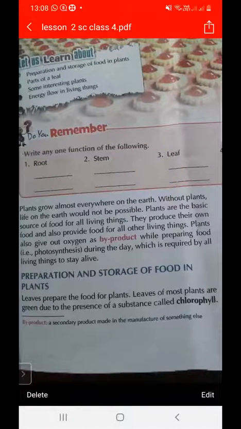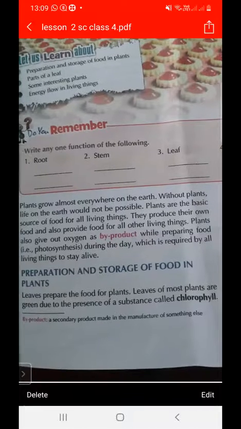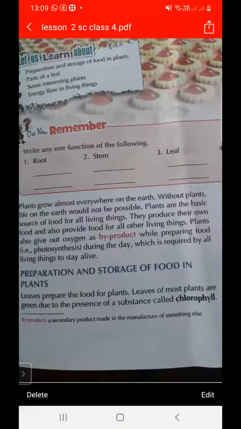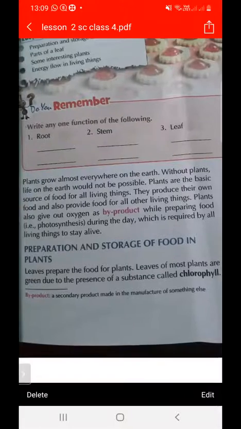Next is, what do we mean by chlorophyll? The substance present in the leaf which makes it green is called chlorophyll. How do plants prepare their food? Plants prepare their food with the help of green leaves, and these green leaves contain chlorophyll.